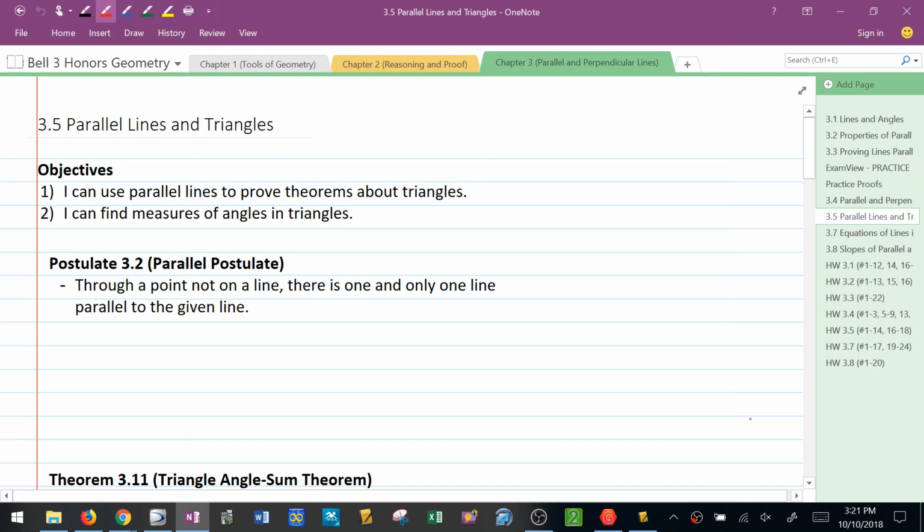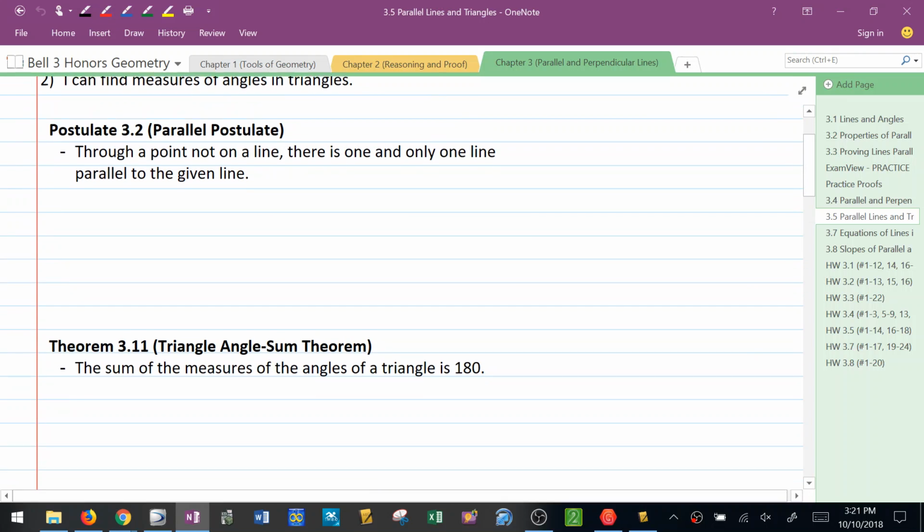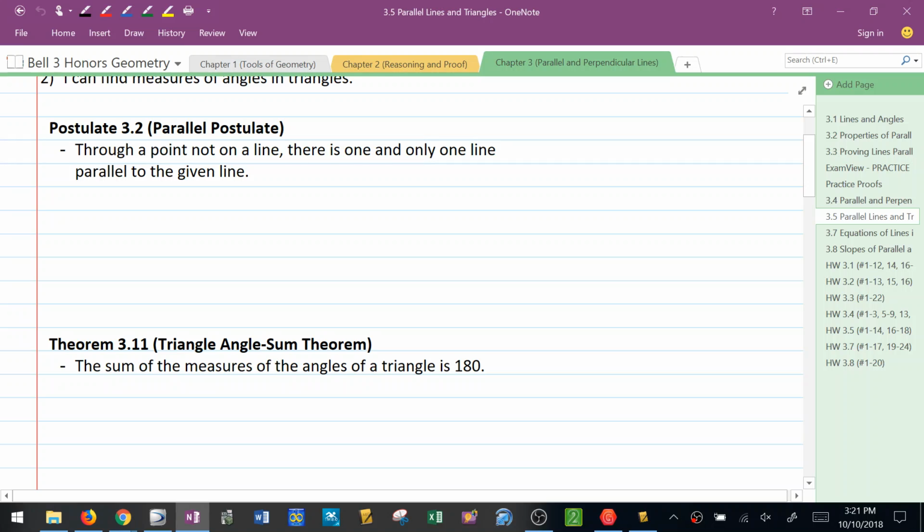All right, section 3.5 is entitled Parallel Lines and Triangles. We have two main objectives here. The first objective, I can use parallel lines to prove theorems about triangles. And then secondly, I can find measures of the angles that are within triangles, both inside and outside of the triangles. So let's look at a few postulates and theorems here and make sure that we understand them first.